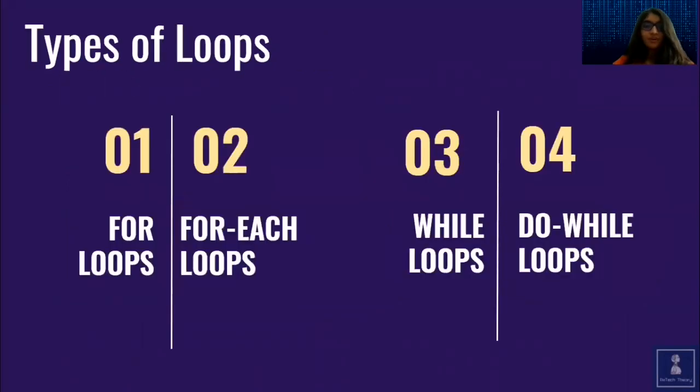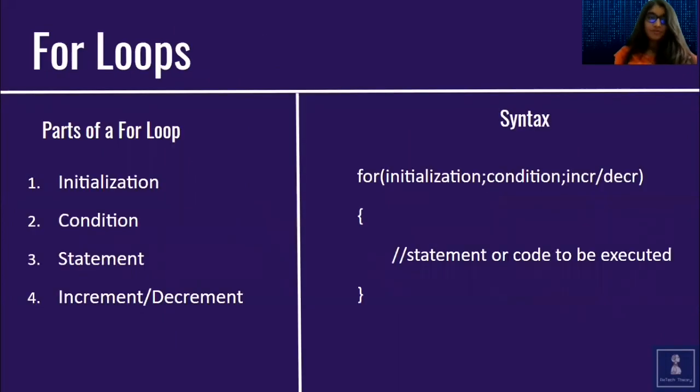Right, so there are 4 kinds of loops: for loops, for each loops, while loops, and do while loops. We're going to learn more about them in the coming slides. We start off with for loops. Now there are 4 parts of a for loop as well, the first one being initialization.